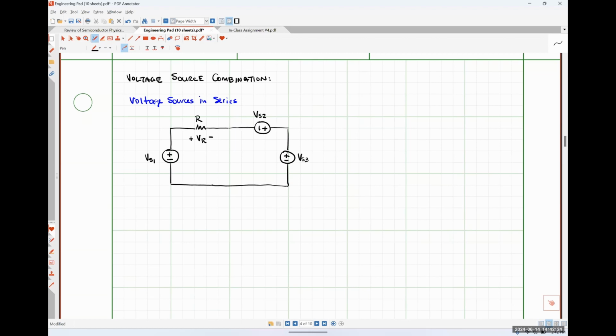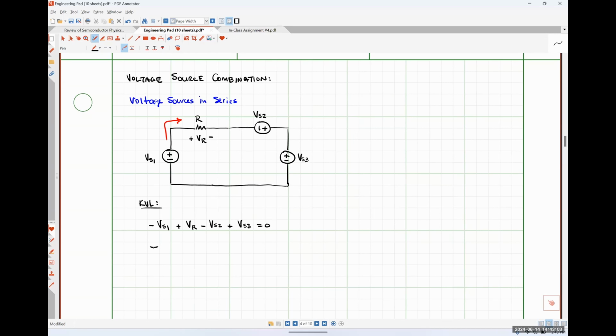If we were to apply Kirchhoff's voltage law to this circuit, where I'm going to arbitrarily choose this clockwise direction, we would get negative VS1 plus VR minus VS2 plus VS3 is equal to 0.